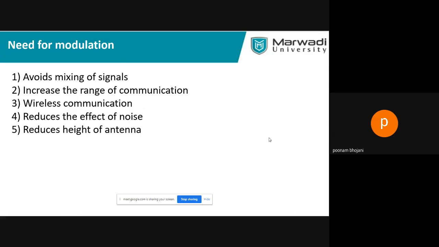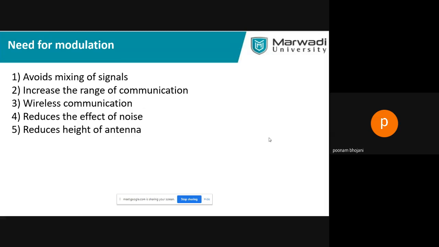So communication can be done over a longer distance. Third is wireless communication. Except for wired communication, you can also do wireless communication by using modulation. Fourth is reduces the effect of noise. Whenever the signal is of high energy, the noise effect will be reduced. And the last is reduces the height of antenna.